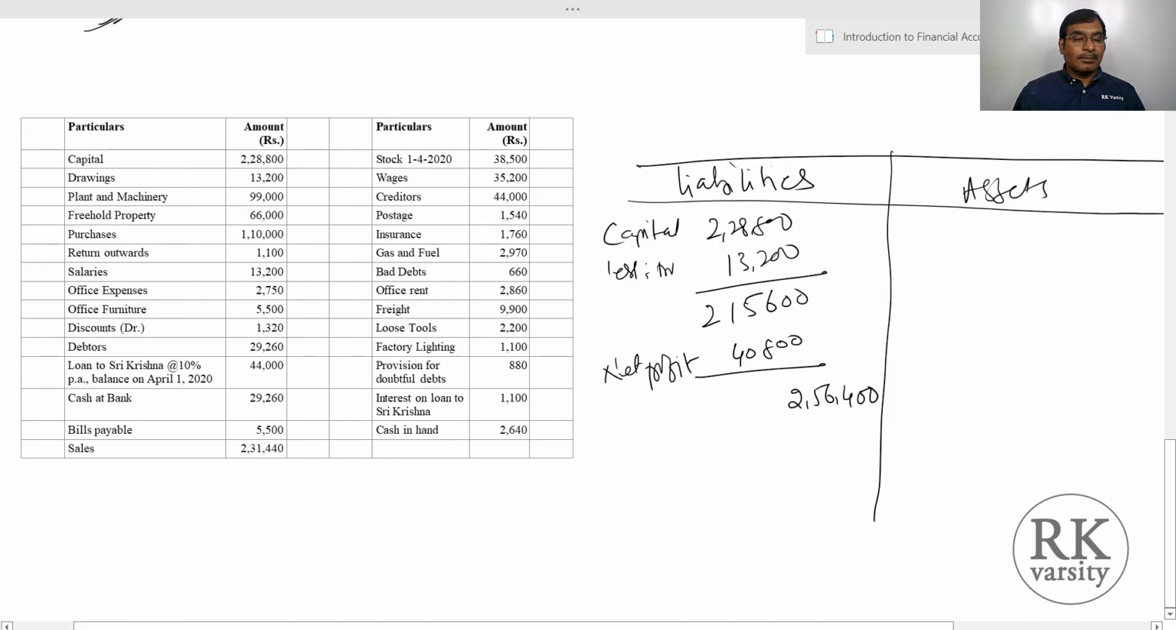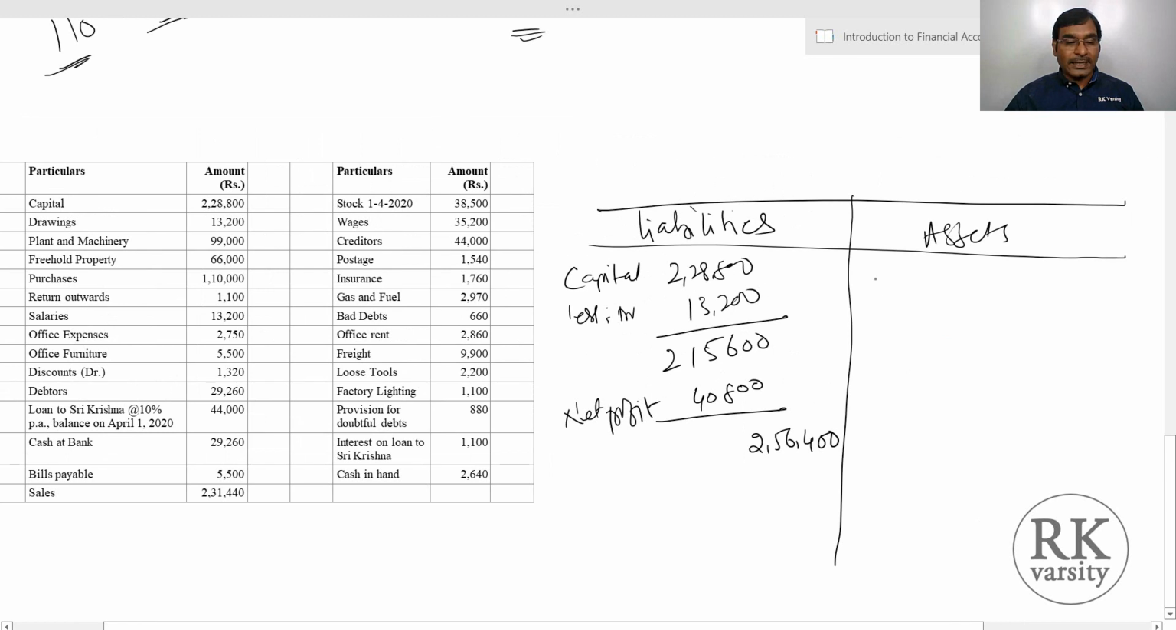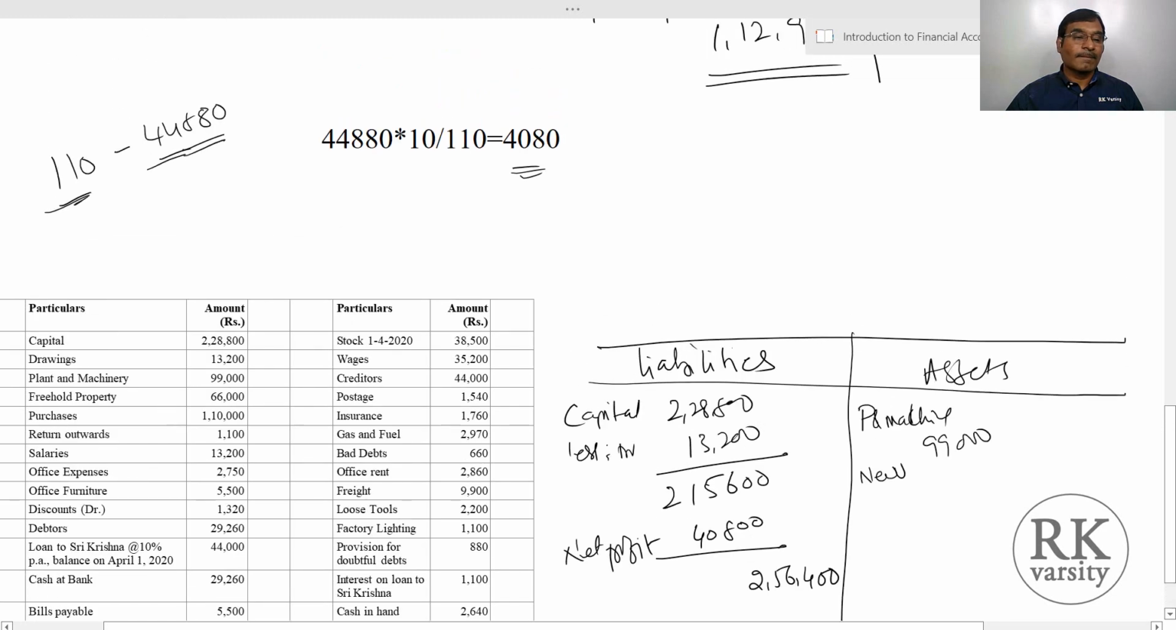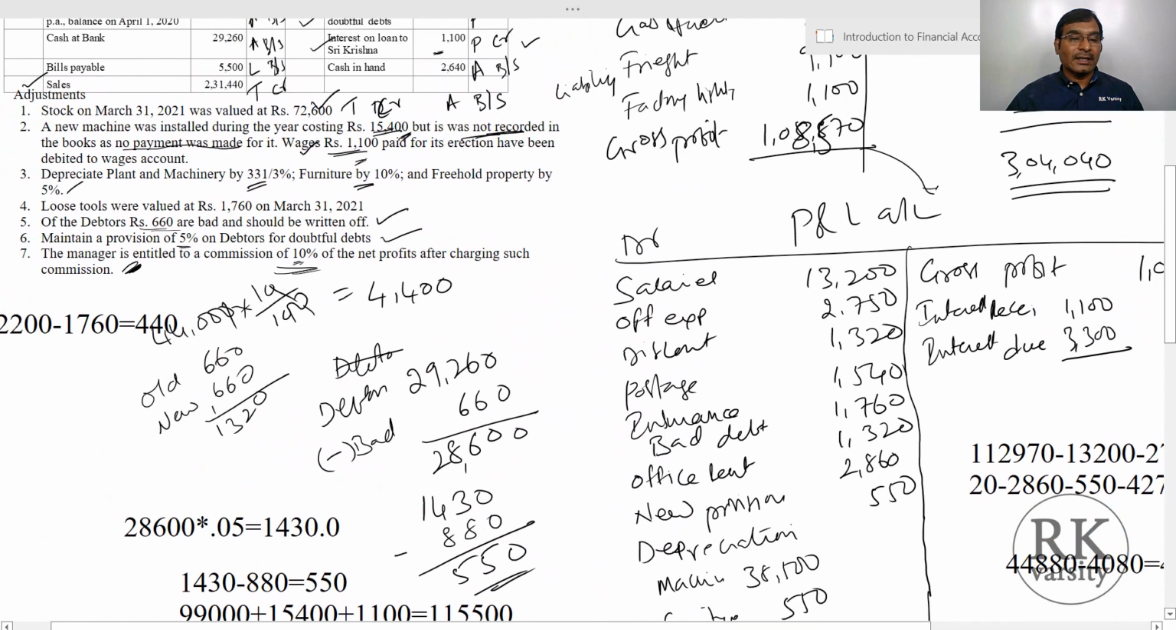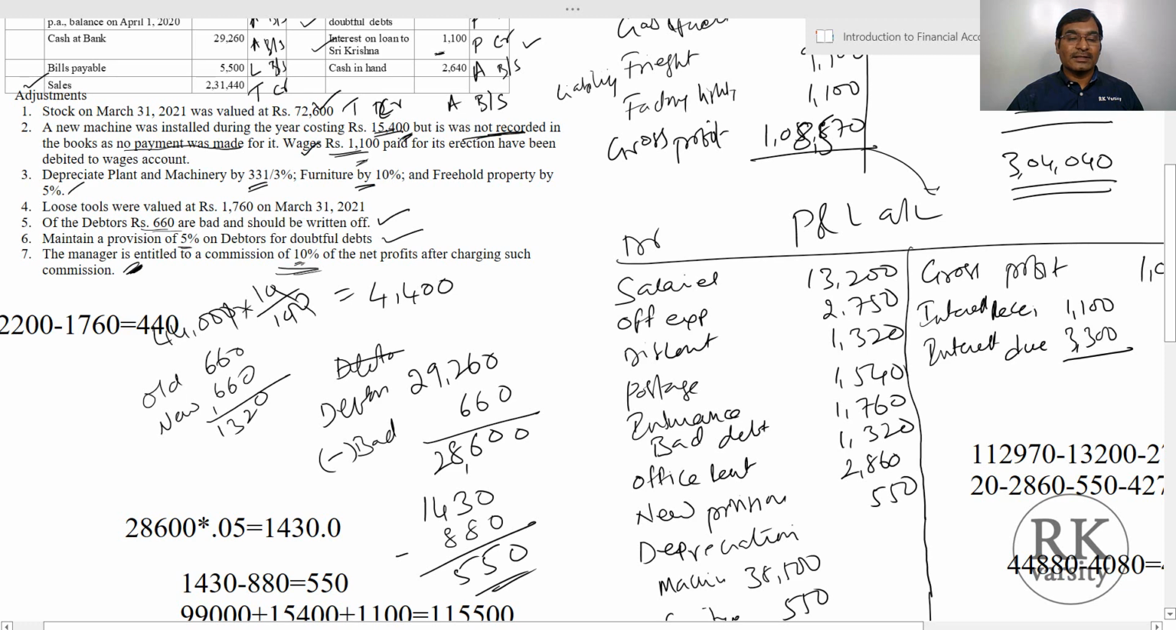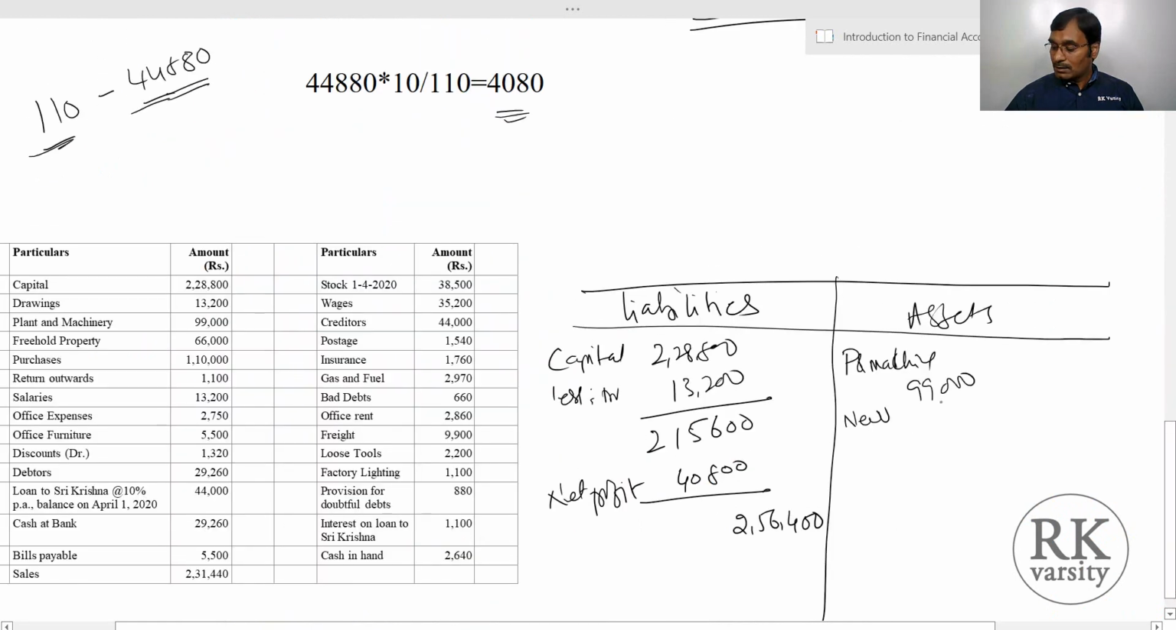Plant and machinery. So we'll write plant and machinery here. This is 99,000, and how much is newly added? We have it in the adjustment. So 15,400 plus 1,100, so that is 16,500. So this is going to be 1,15,500. From this, less depreciation.